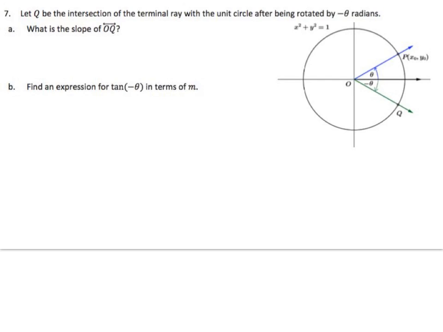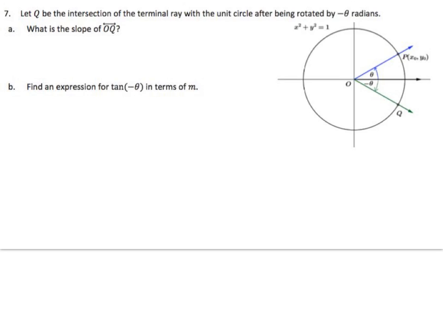Okay, moving on to number 7. So now we know why the period for the tangent function is pi and not 2 pi, because we constructed quite a few of them. Well, I only constructed 3, but in class we would have constructed 8 that repeat every pi. So let's try to connect that into more unit circle information and more slopes. So let's get into it.